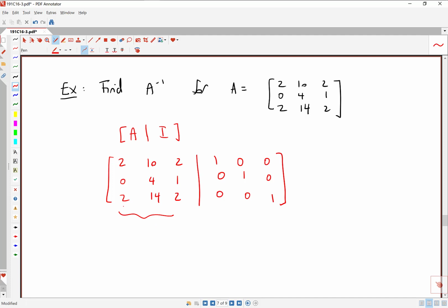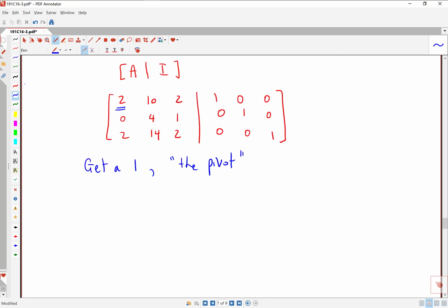So I'm going to give us a bit of guidance here as to in which order we want to perform these operations. So first thing we want to do is get a 1 in the upper left-hand corner, so in this position here. And we're going to call this one the pivot. Okay, so anytime you're trying to get a 1, the process that you want to do is just divide the appropriate row through by something.